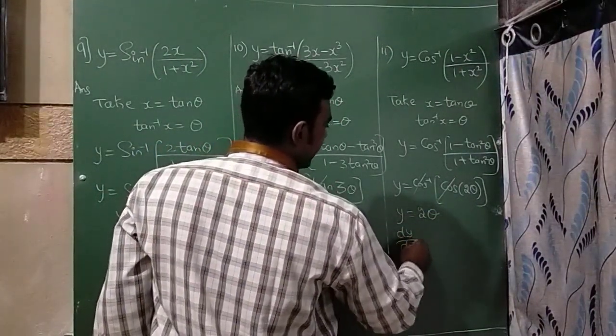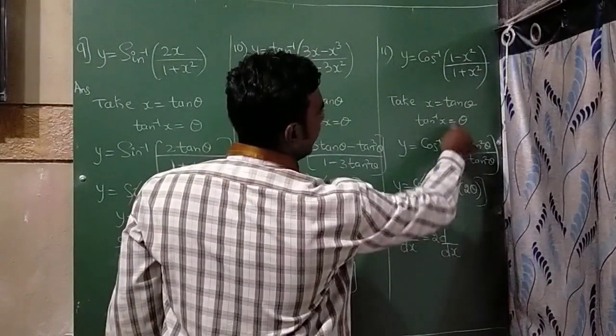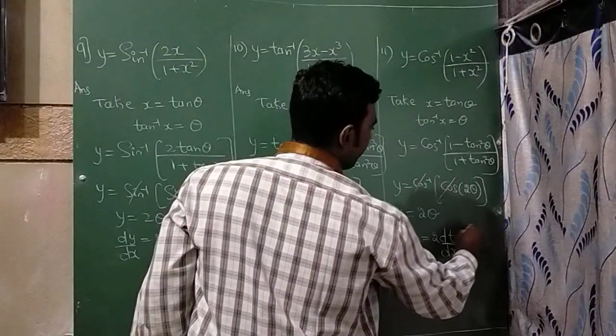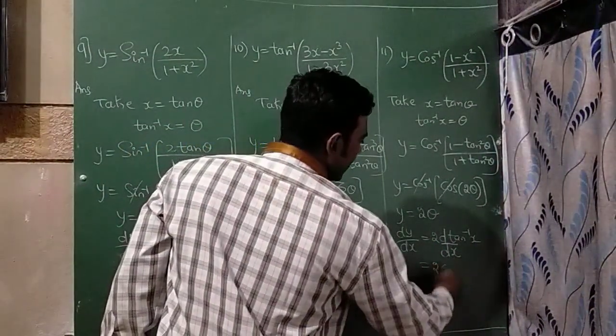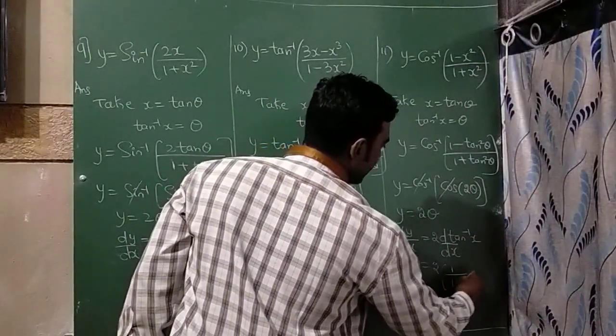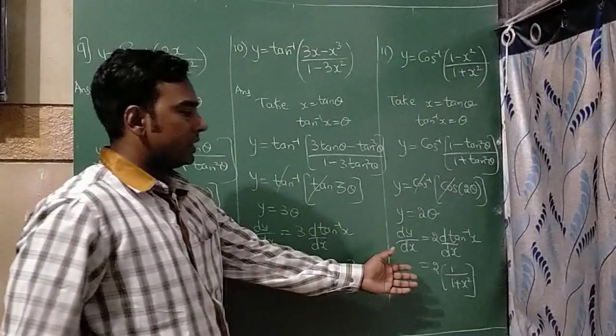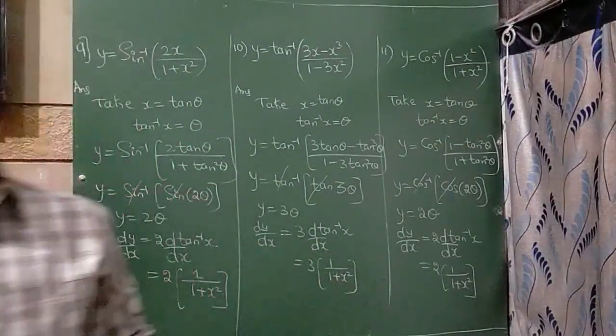So dy by dx is equal to 2 d by dx of theta. Theta means what? Tan inverse of x. Okay. So there is a formula for this. So d by dx of tan inverse of x is 1 divided by 1 plus x square. So this completes your 11th question. So let us move on to the 12th question.